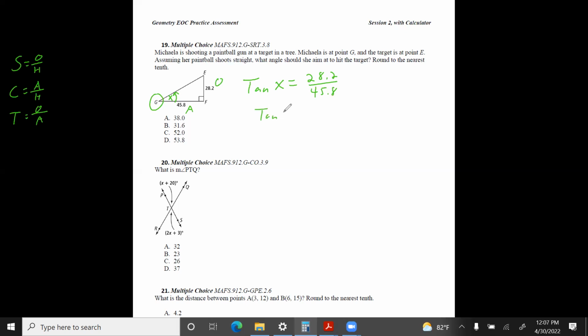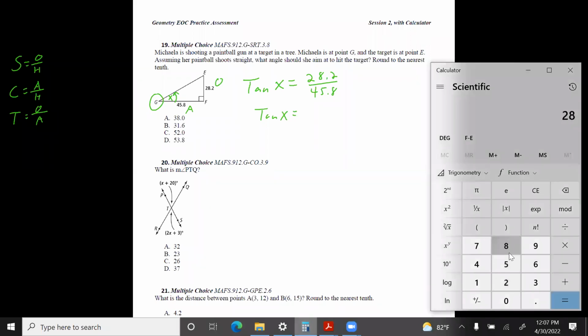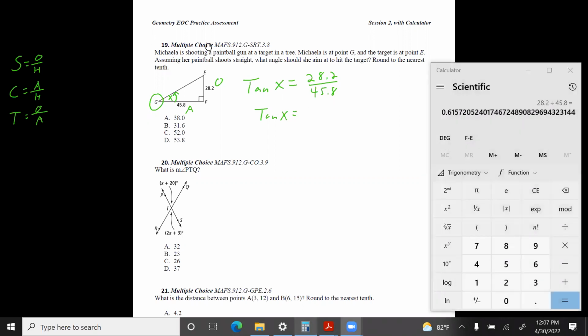Now, on this one, we've got to get rid of tangent. But in order to do that, we have to do the inverse tangent. Now, we're going to be plugging into a calculator, so we might as well do the division part here first. So I have 28.2 divided by 45.8, which gives us roughly 0.6157. Now, we're doing the inverse tangent to get X by itself. Anytime you're solving for an angle measure, it's inverse tangent.